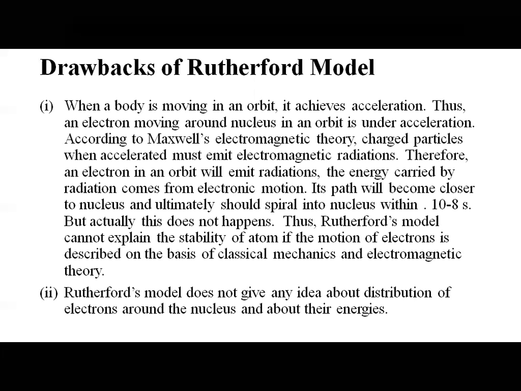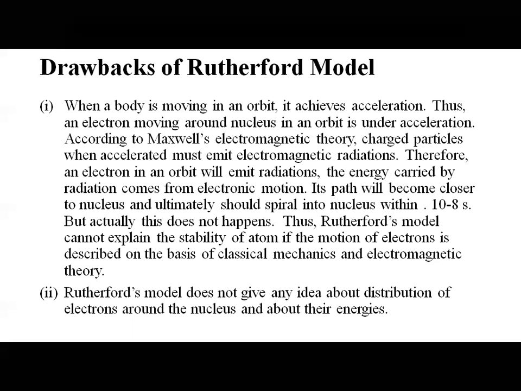See, the first point: when a body is moving in an orbit, it achieves acceleration. The body can be a charged particle. So the electron is moving around the nucleus in an orbit, therefore it is under acceleration. There is a theory called Maxwell's electromagnetic theory. According to this theory, a charged particle, when accelerating, will go on emitting radiations. That means it will go on losing energy, students. Therefore, an electron in an orbit will go on emitting radiations and losing energy.